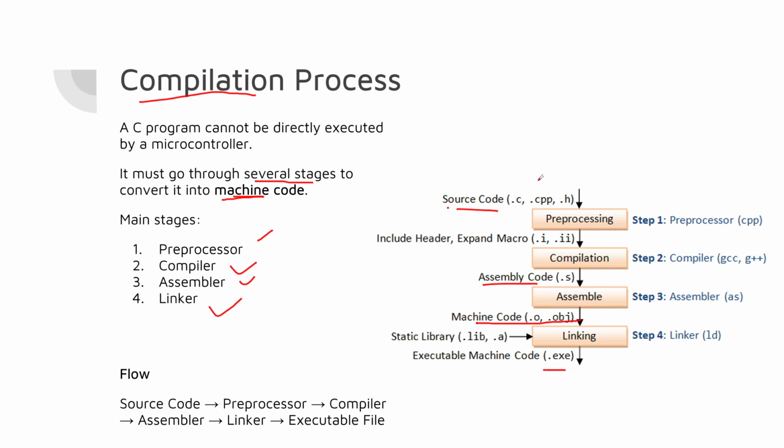So these are the four stages. I have the source file. After the pre-process stage it will be converted into a .i file. After the compiler stage, my .i file will be converted into a .s file, like assembly code. After the assembler, my .s will be converted into an object file. After the linker, it will be converted into an executable file. Now we can see them one by one in depth.